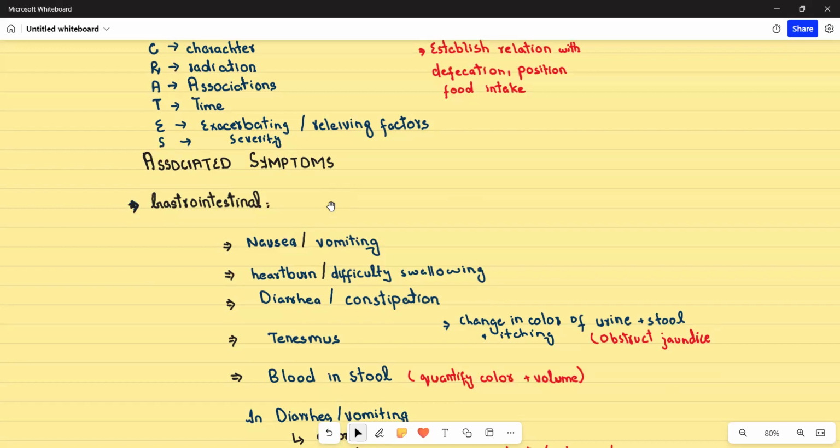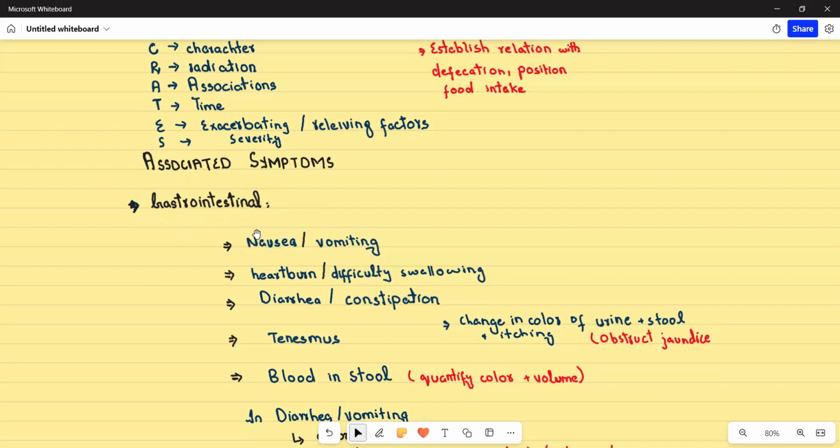And in addition to these three systems, that is gastrointestinal, urinary, and reproductive, we are going to ask about rheumatological symptoms, because certain conditions like inflammatory bowel disease also have rheumatological symptoms in addition to gastrointestinal symptoms. And the fourth thing that we are going to do is ask about systemic symptoms. Okay, so first of all, gastrointestinal symptoms.